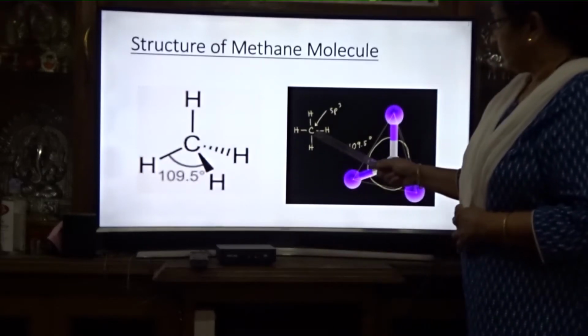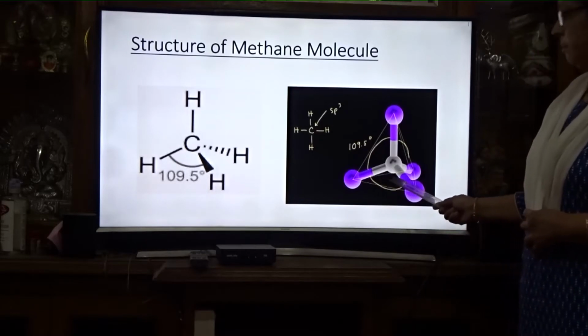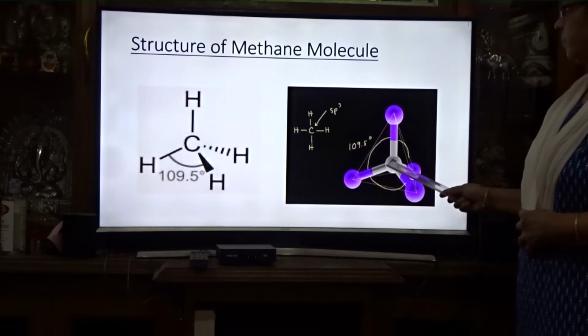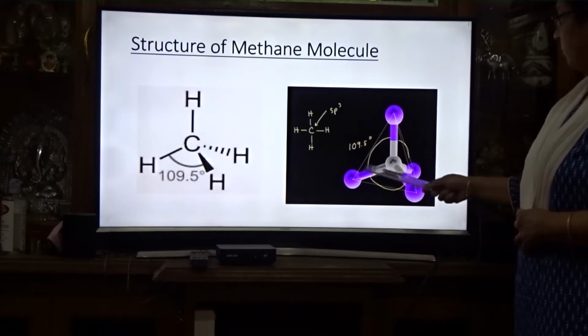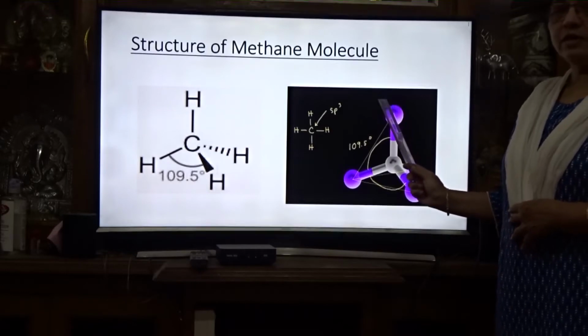So this is the structure of methane molecule. This is the three-dimensional structure of methane molecule. In space it is arranged in this way. The molecule has tetrahedral geometry. So we will see in detail.